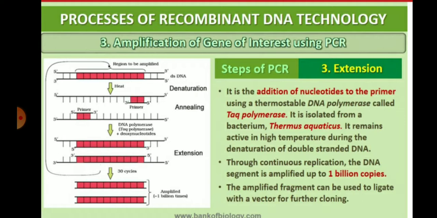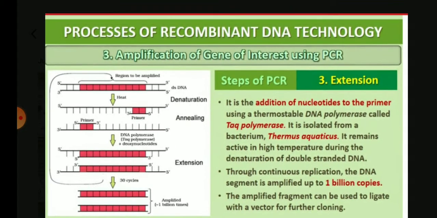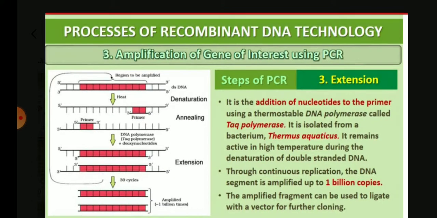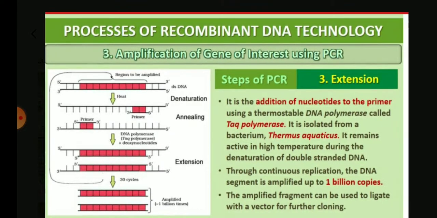The third is the extension. Extension is the adding of nucleotides to the primer using a thermostable DNA polymerase called Taq polymerase, which is isolated from a bacterium, Thermus aquaticus. So children, it remains active at the high temperature during the denaturation of the double-stranded DNA. And through the continuous replication process, the DNA segment is amplified up to 1 billion copies, and the amplified fragment can be used to ligate with the vector for the further cloning process.